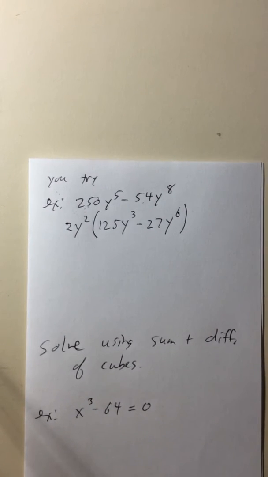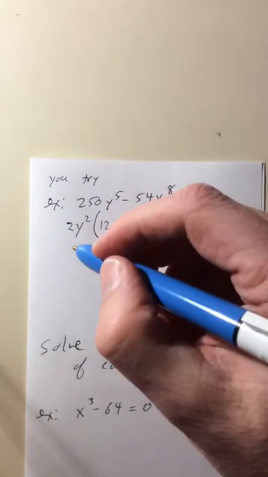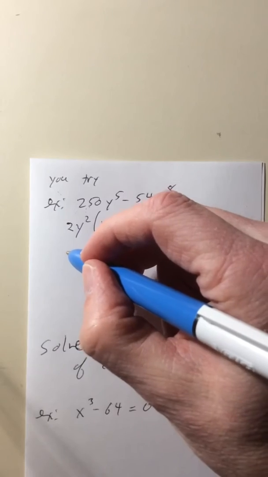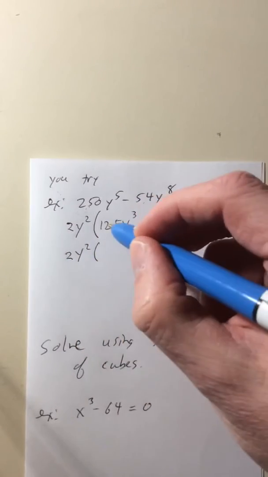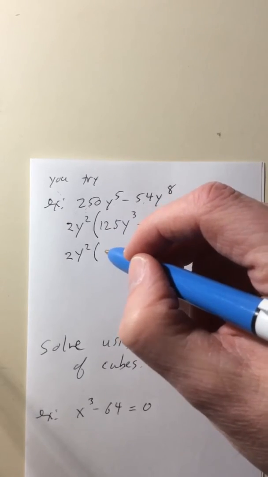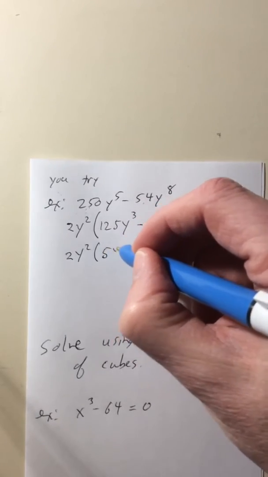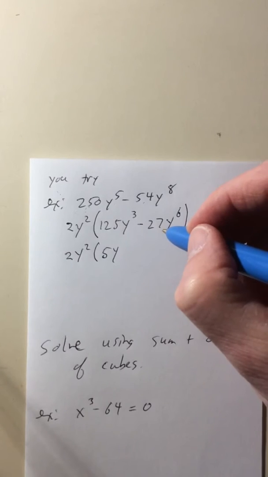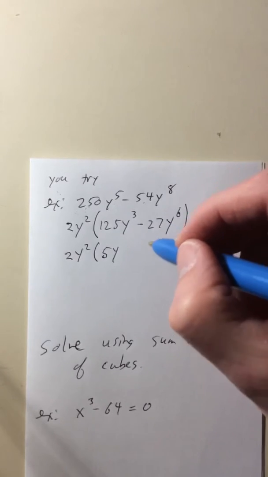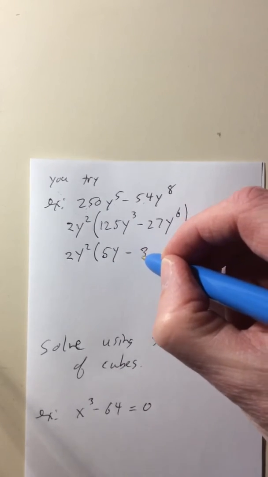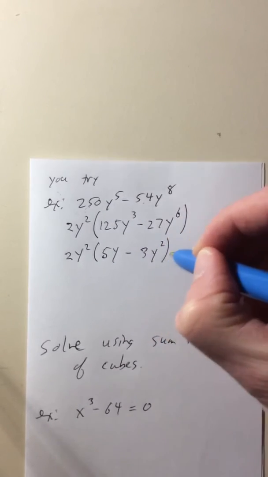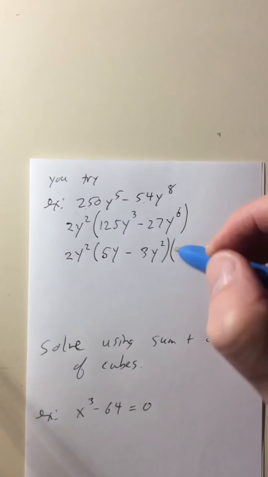Okay, so hopefully you did that. And so we got 2y squared. And then we're going to do the cube root of this, which is 5y. And then we're going to do the cube root of this. I think I should have used two variables here, but it'll work just fine. Cube root of this is going to be negative 3y squared. And then we do the rest of our business right here.